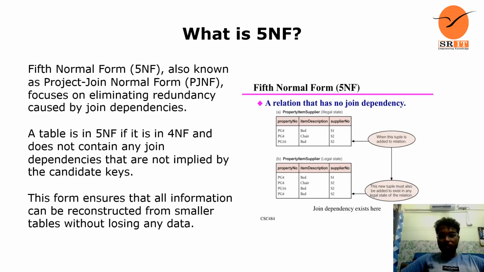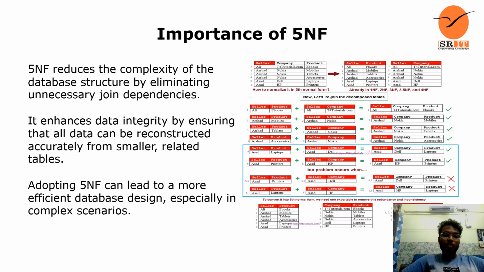Now, what is 5NF, fifth normal form? It is also known as project join normal form, which focuses on eliminating redundancy. In the fourth NF, we saw multi-value dependencies, but here it is join dependencies. A table is in 5NF if it is in 4NF and does not contain any join dependencies, then only you can say that it is in fifth normal form. This ensures that all information can be reconstructed from smaller tables without losing any data. Once we see the example, we'll understand it better.